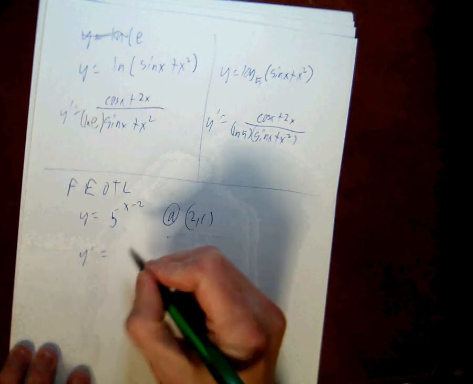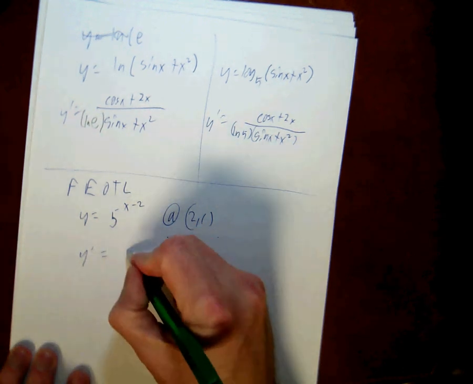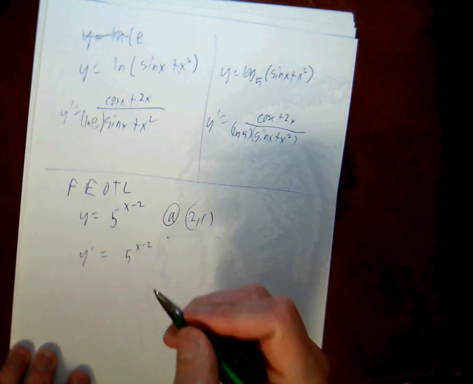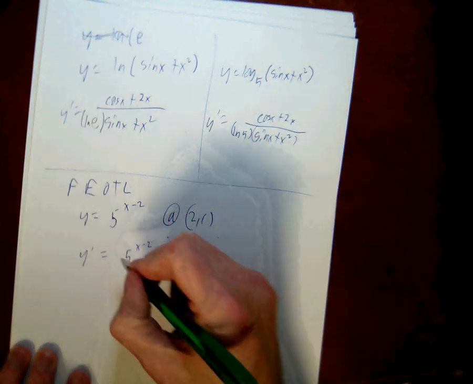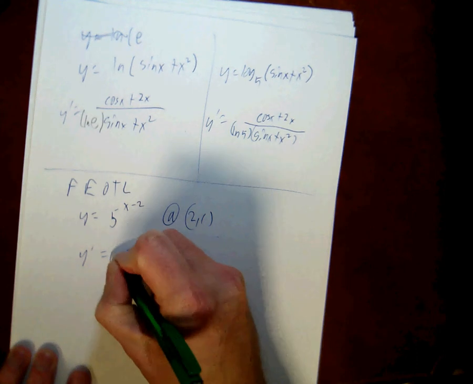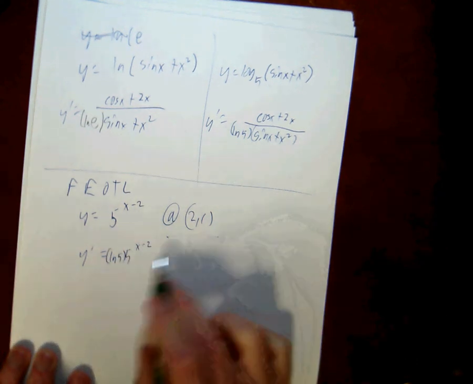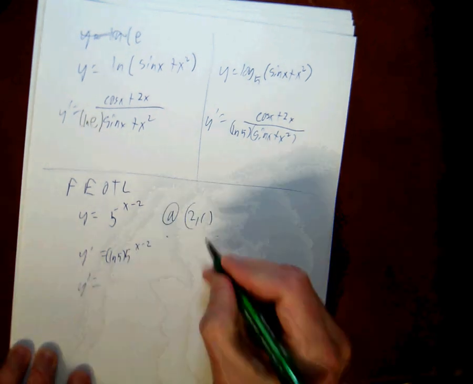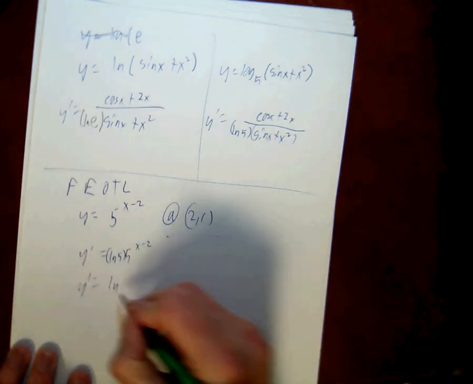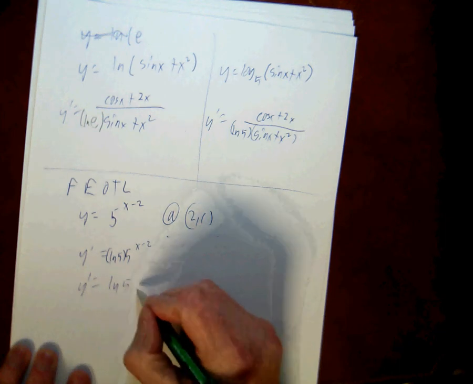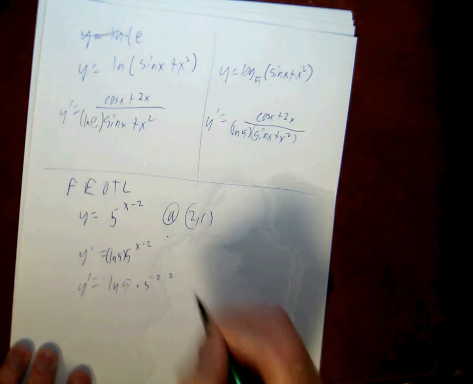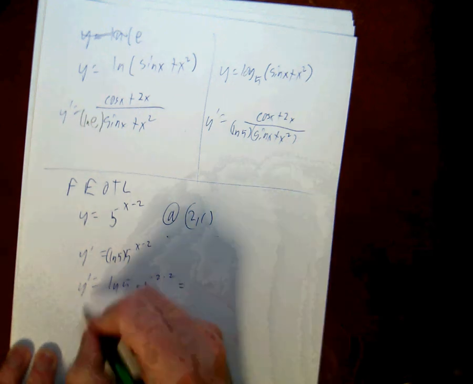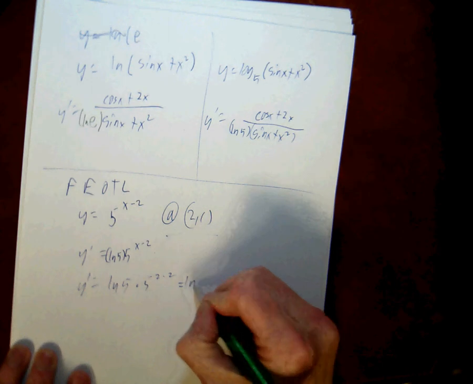So, derivative of 5 to stuff is going to be 5 to stuff times derivative of stuff, which is just 1. But I need my adjustment, which is going to be natural log of 5. Now I need to plug in my values. So when I plug in 2, that's going to be natural log of 5 times 5 to the 2 minus 2. Well, that's 0. 5 to 0 is 1. So I end up with the natural log of 5 as my answer.